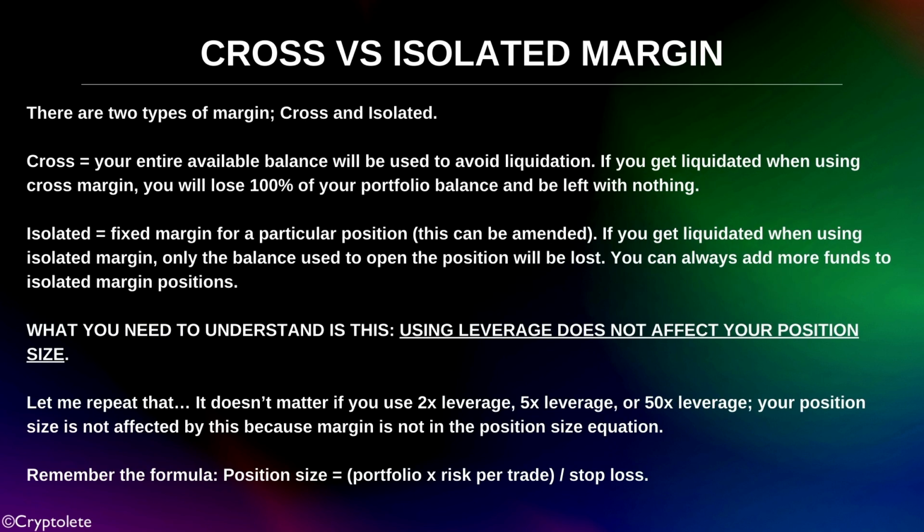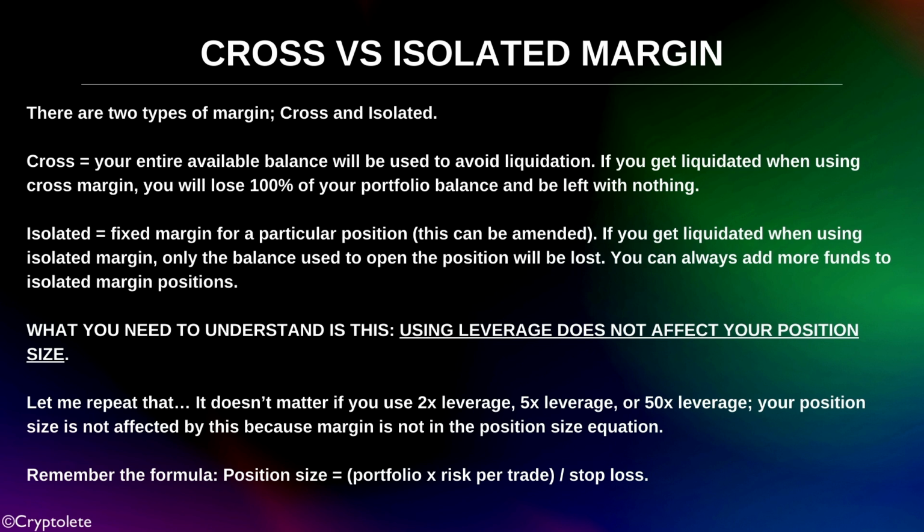So there are two types of margin, cross and isolated. With cross margin, your entire available balance will be used to avoid liquidation. If you get liquidated when using cross margin, you will lose 100% of your portfolio balance and be left with nothing. Isolated margin equals fixed margin for a particular position, and this could be amended. So if you get liquidated when using isolated margin, only the balance used to open that position will be lost. You can always add more funds to isolated margin positions.